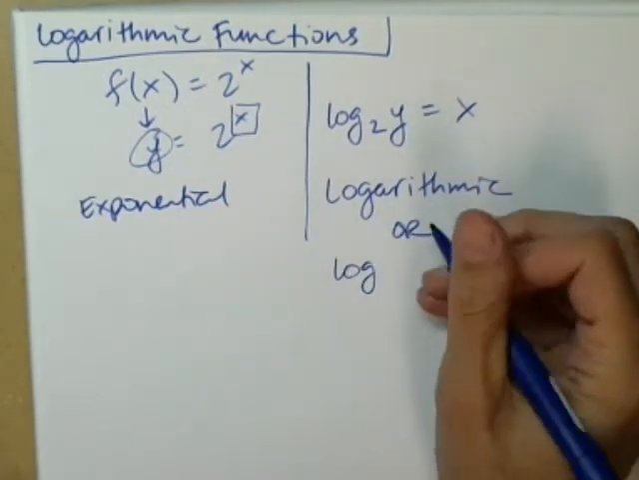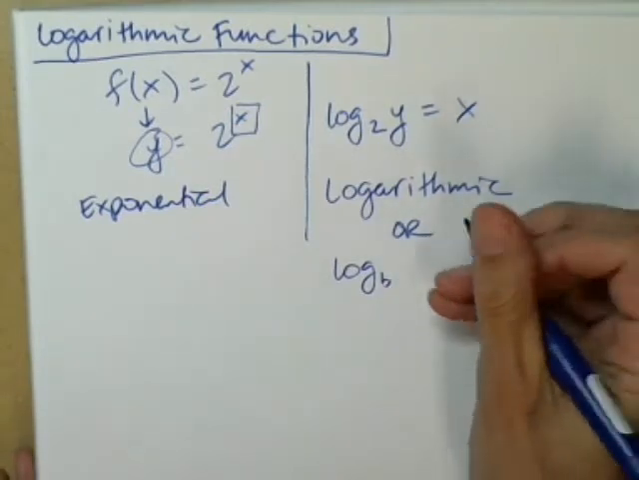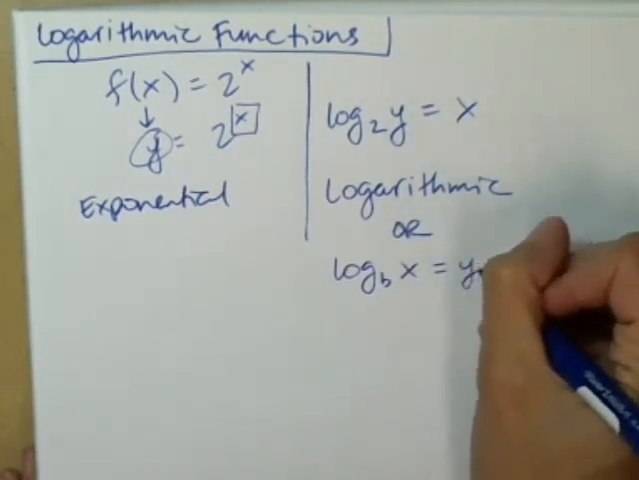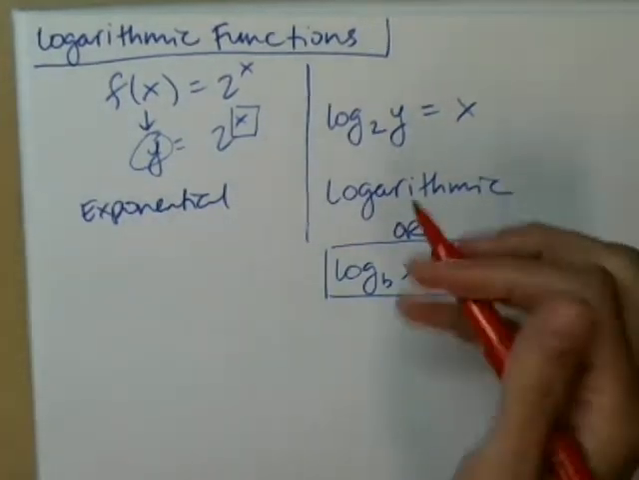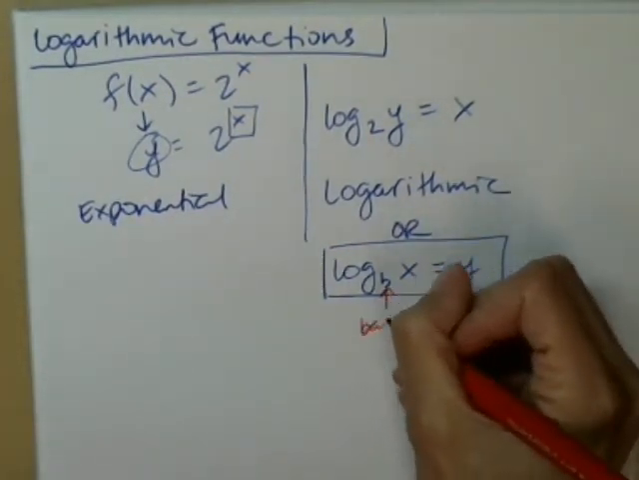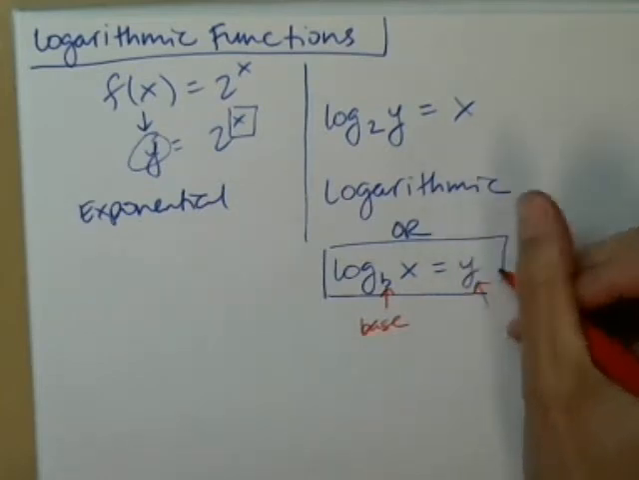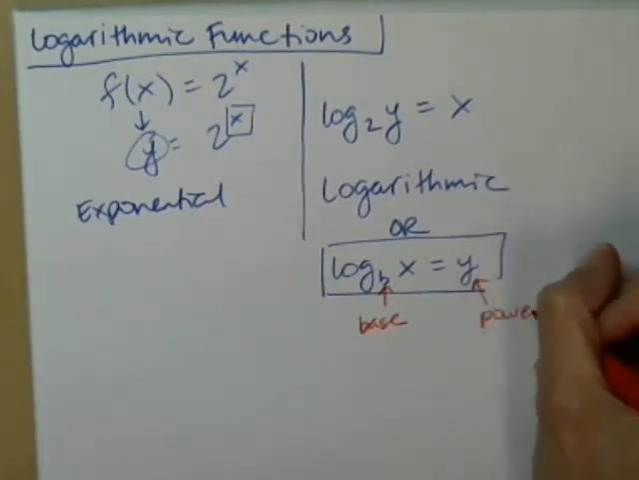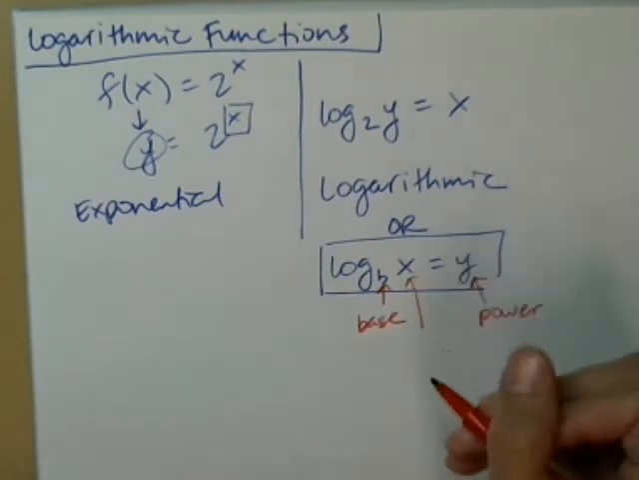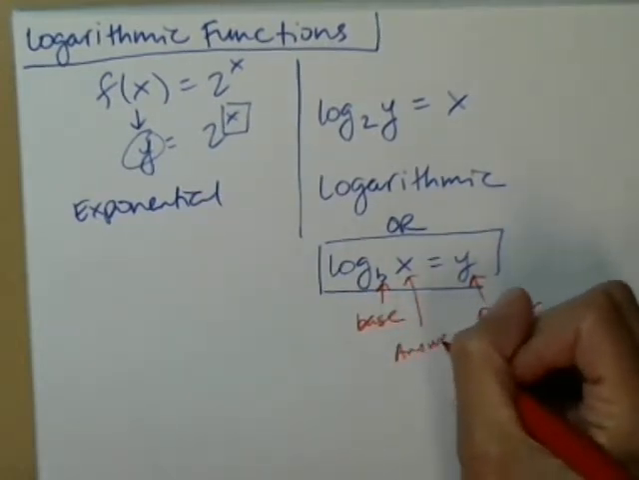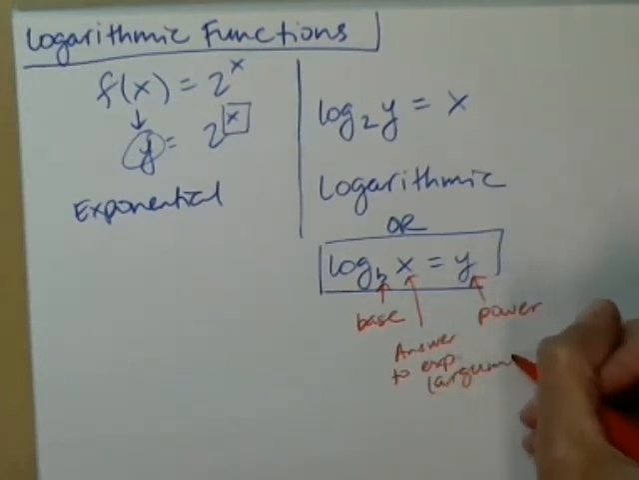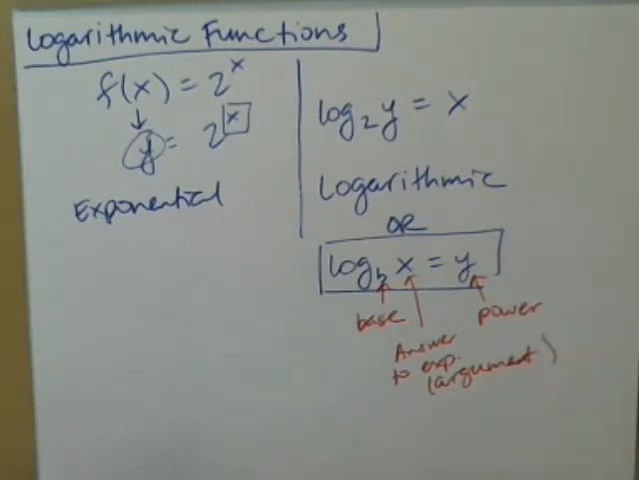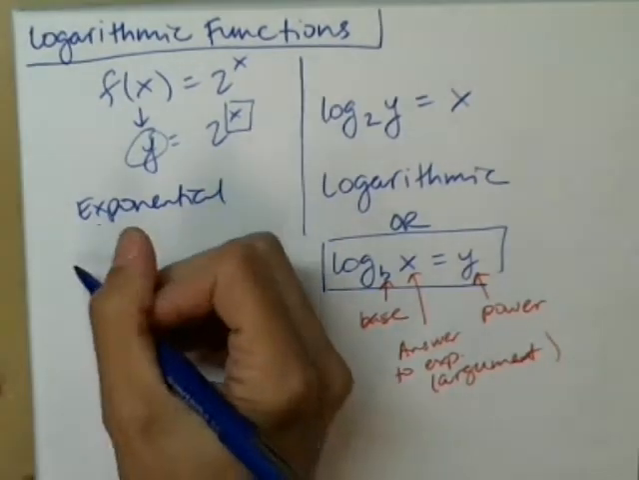Log base, whatever the base might be, I'm going to write it in general, so some base b of x is equal to y. But as you're working this through, let me label all these things. So as you're working this through, b represents the base. Y, or whatever's on the other side of the logarithm, is the power or exponent, and then x is like that answer to the exponential, which we call the argument. Okay, so how does this work? Let's do a couple of examples so that you can see how this gets pieced together.